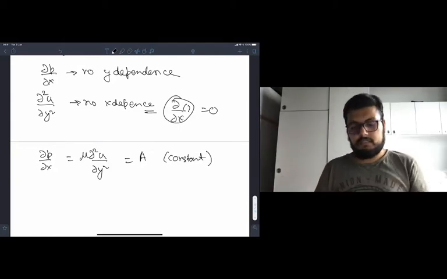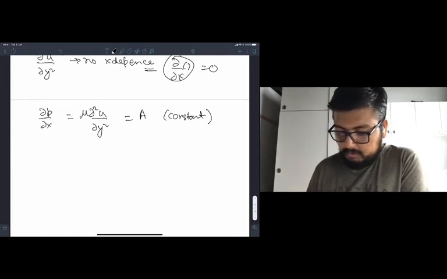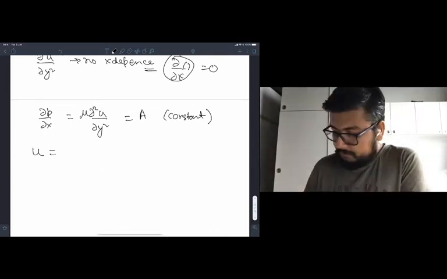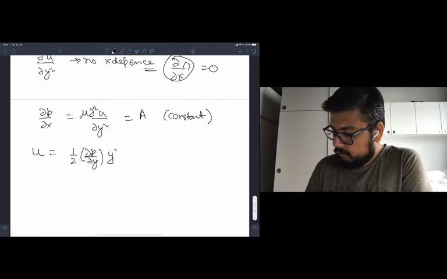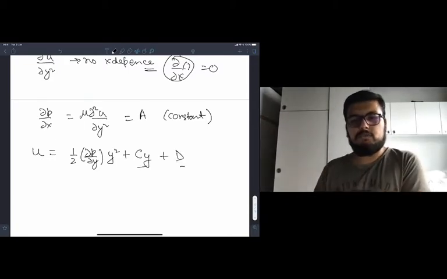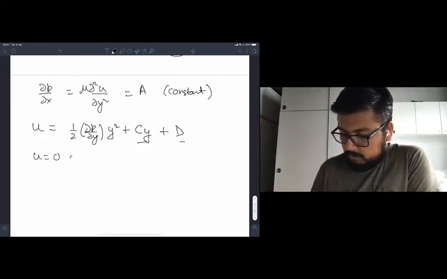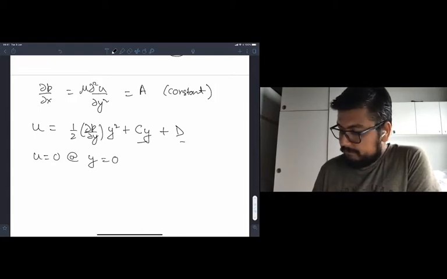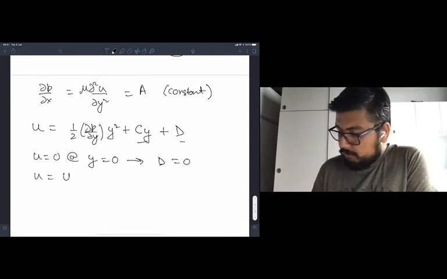So let's say it's a, where a is a constant, which further implies that I can integrate this equation twice to get u, which is nothing but a y square plus cy plus d, where c and d are the two constants of integration. And now we can use the boundary condition, which is u equal to 0 at y equal to 0. This means that d is 0. And furthermore, u is equal to u naught at y equal to 2b.